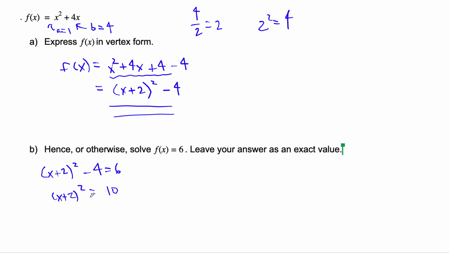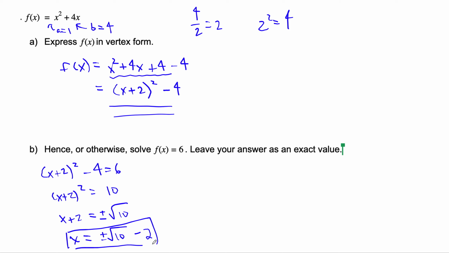Now we can take the square root. Remember, there will be 2 answers here. Now subtract 2. And these are the 2 answers we have, and this is an exact value. Exact because square root of 10, we're not getting a decimal, we're just leaving it as is. It's an irrational number.